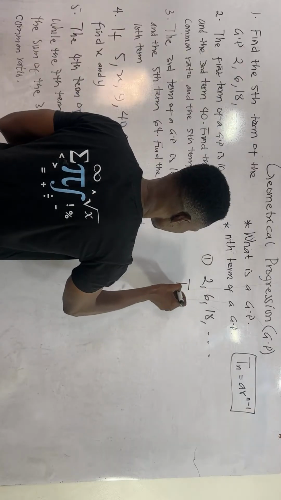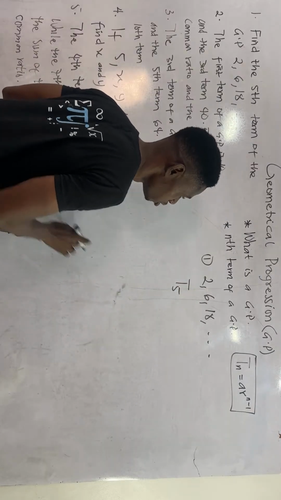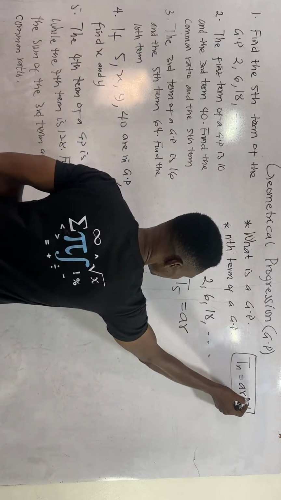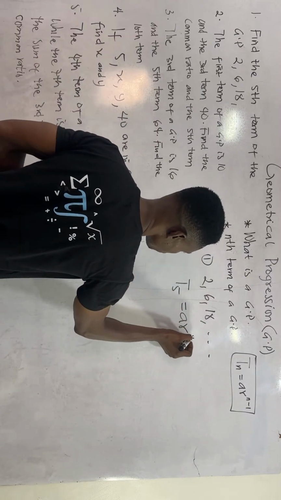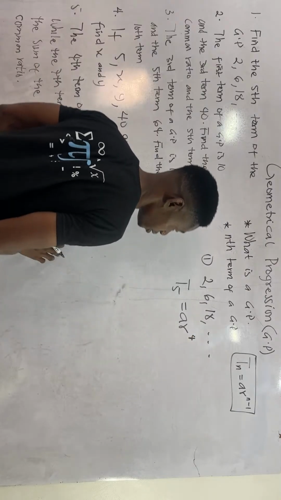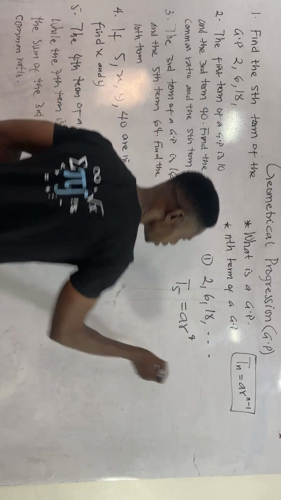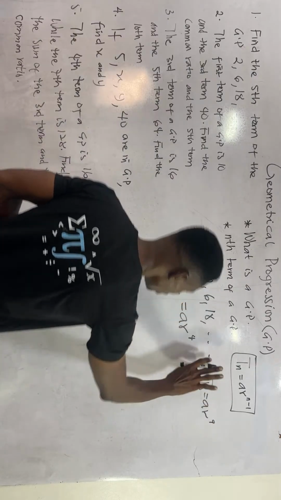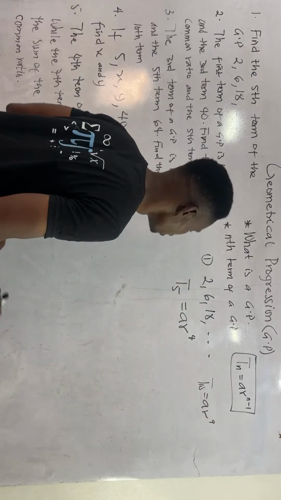That's T5, the fifth term. So T5 is going to be AR raised to the power n minus 1. That's 5 minus 1, 4. Right? So if you have to look for the 10th term, T10 will be AR raised to 10 minus 1, 9. So let's establish that. Now, what is A?